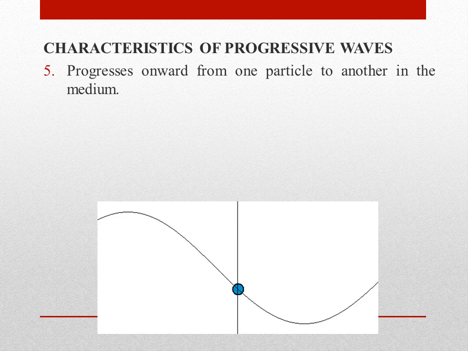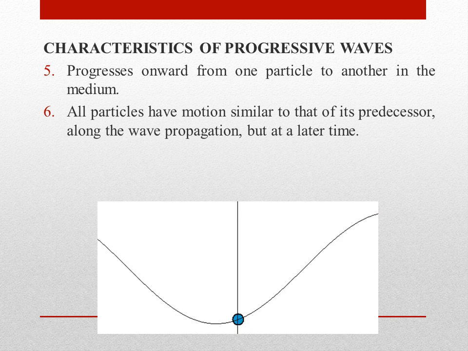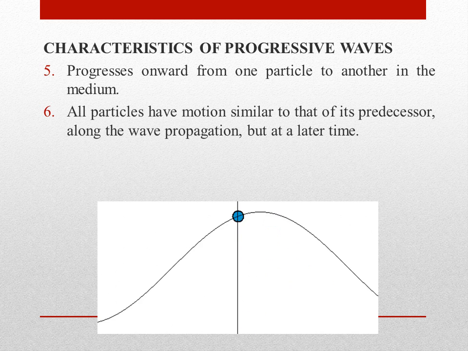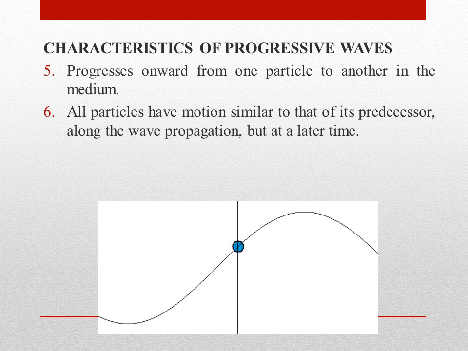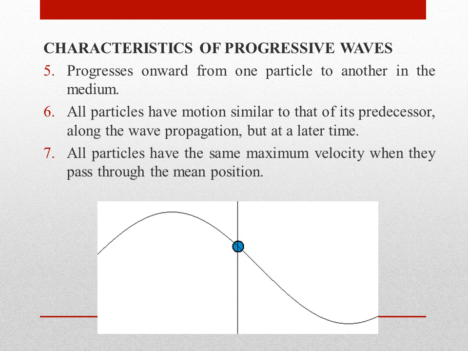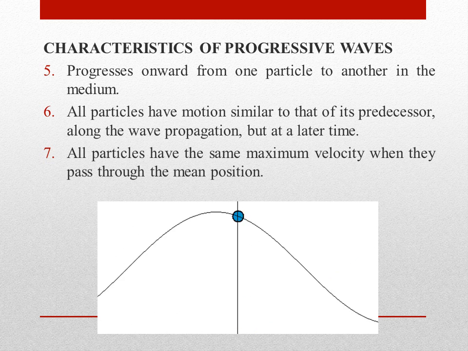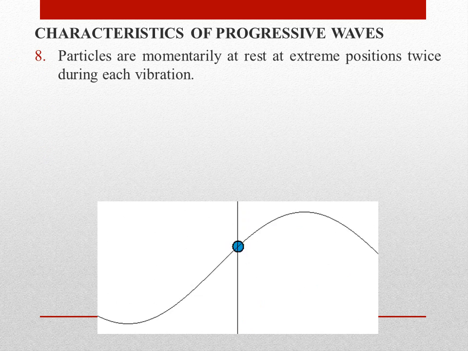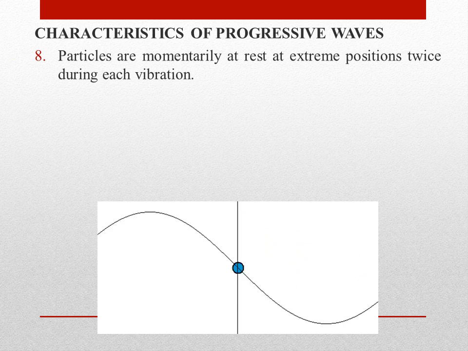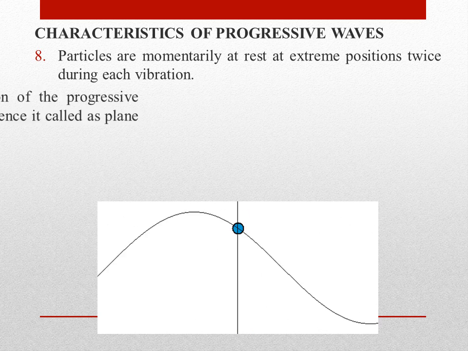The progressive wave progresses onward from one particle to another in the medium. All particles have a motion similar to that of their predecessor along the wave propagation, but at a later time. All particles have the same maximum velocity when they pass through the mean position. Particles are momentarily at rest at extreme positions twice during each vibration.